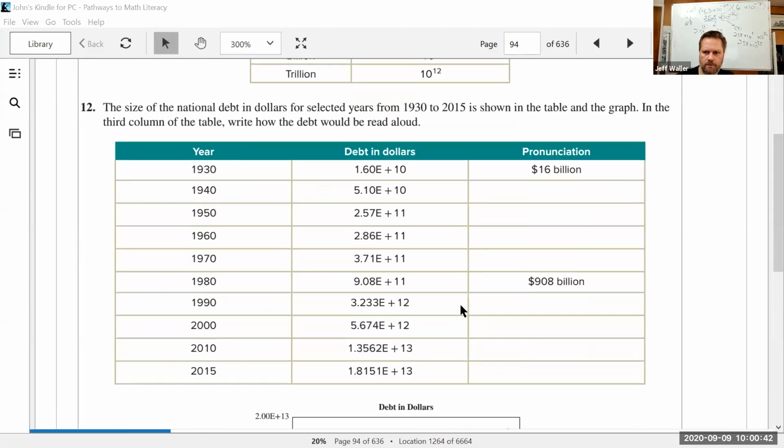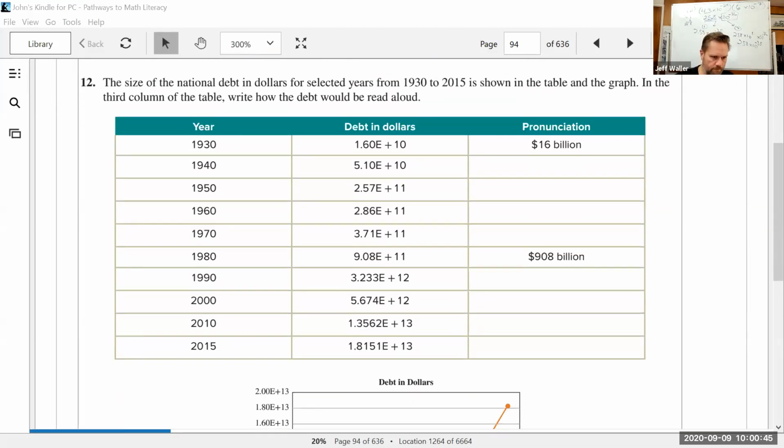Page 94. But you guys see, this is exactly what I'm talking about. And before this, they kind of show you what this means. I don't know if anyone's read through the book yet. Does anyone know what that means? No. So what that means is, on a graphing calculator, it shows times 10 to the as the letter E. So this means times 10 to the positive 10. That's what that E plus 10 means. That's all it means.